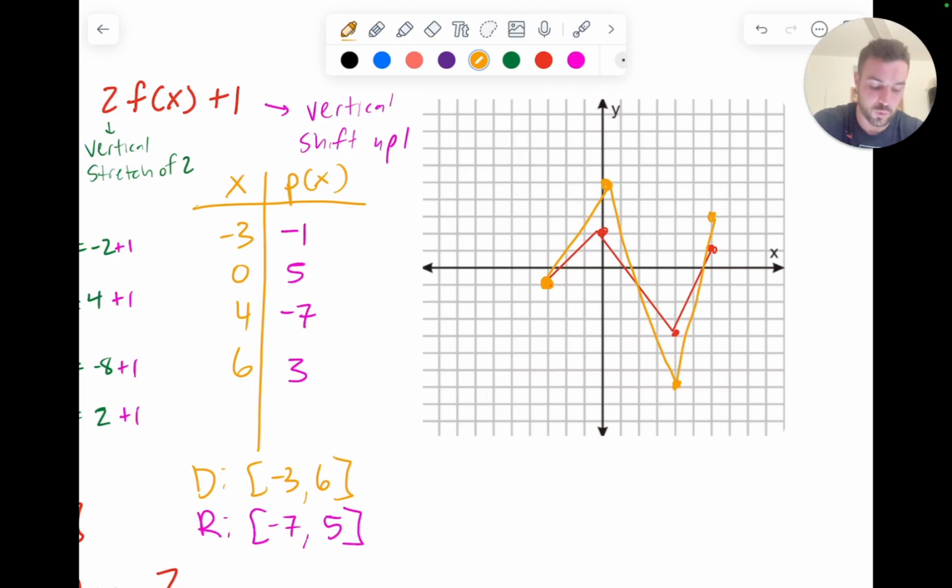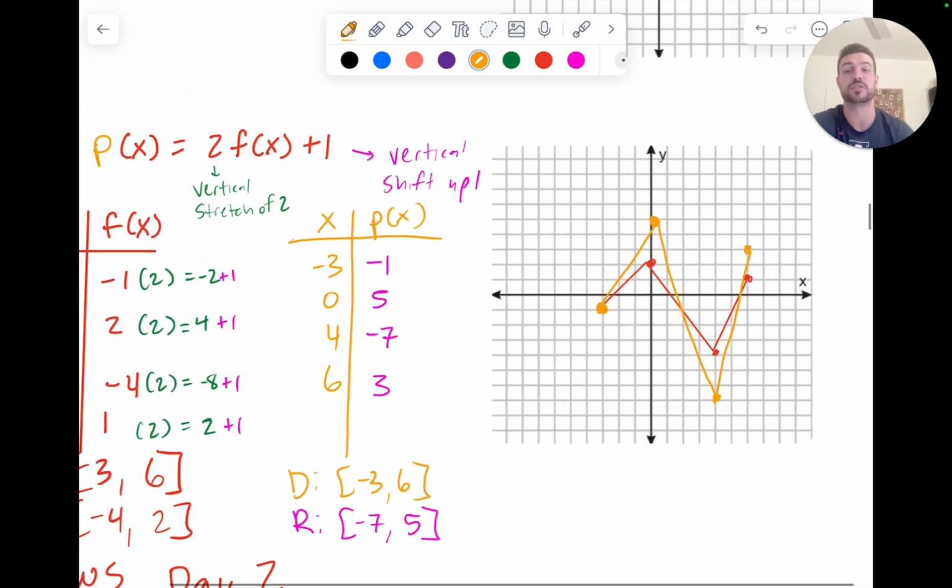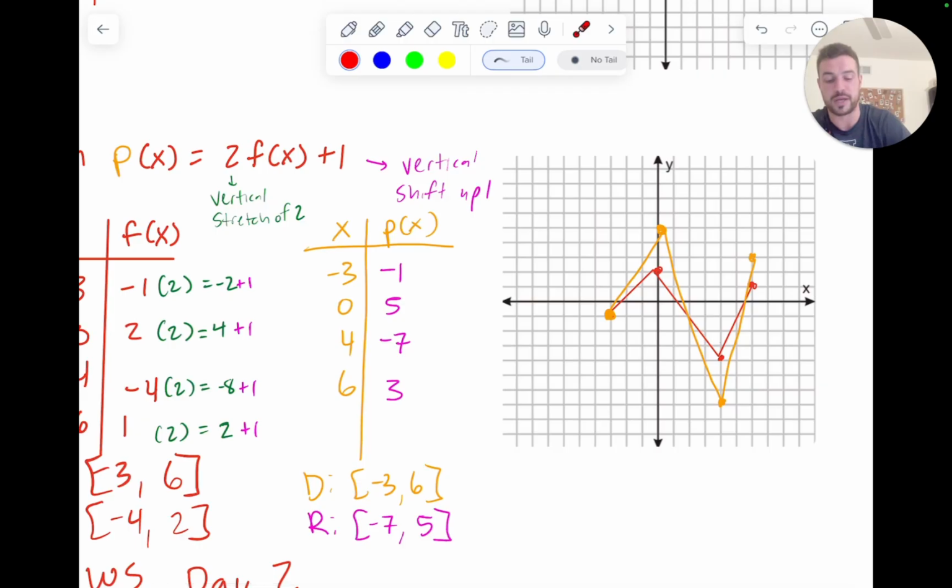All right, and so what this is, it looks like if we took our red function and we stretched it twice the amount and then shifted everything up 1, which pretty much coincides with what we can see on that graph. And that should make sense because we are multiplying our outputs by 2, which is our stretch. And then we're adding 1, which is just increasing everything by 1.